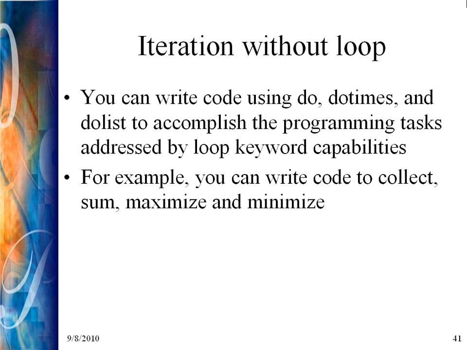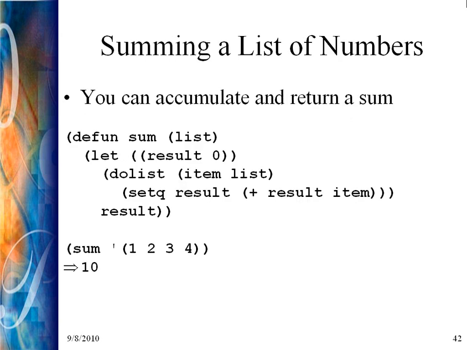You can write code to collect, sum, maximize, and here's sum. We're defining a function, it takes a list. We start out by binding a variable to 0. We go through the list and we set that variable to itself plus the item. So we add 1, 2, 3, 4, and we get 10 as a result.